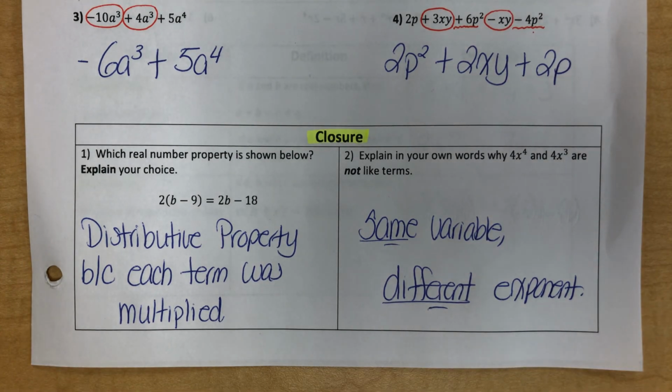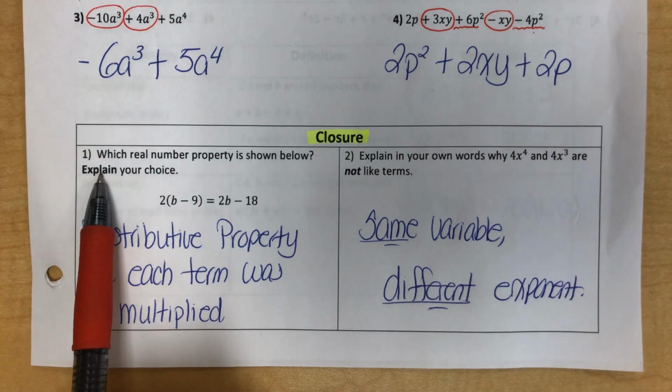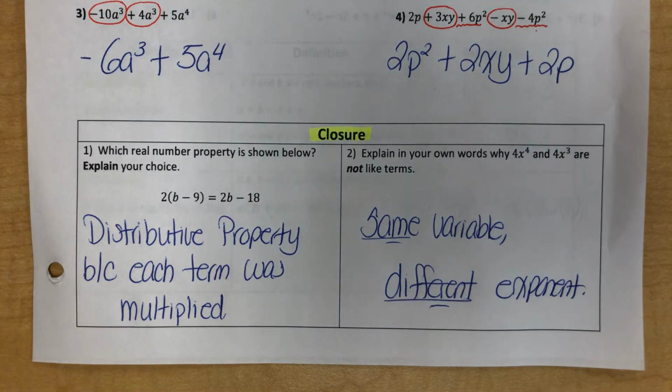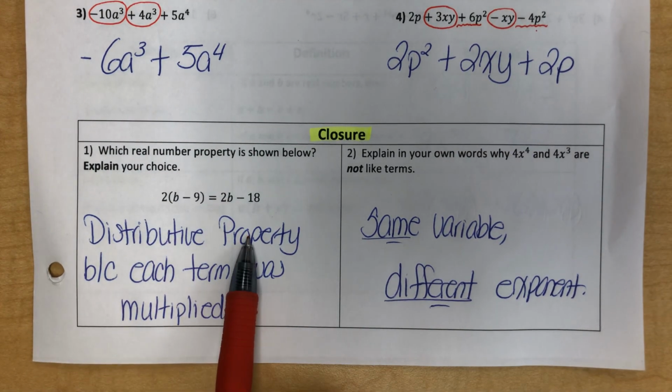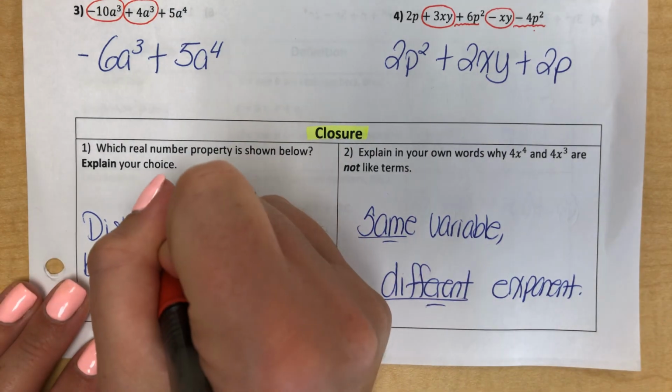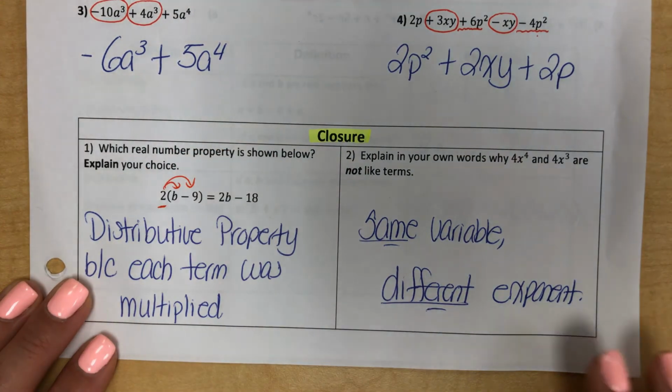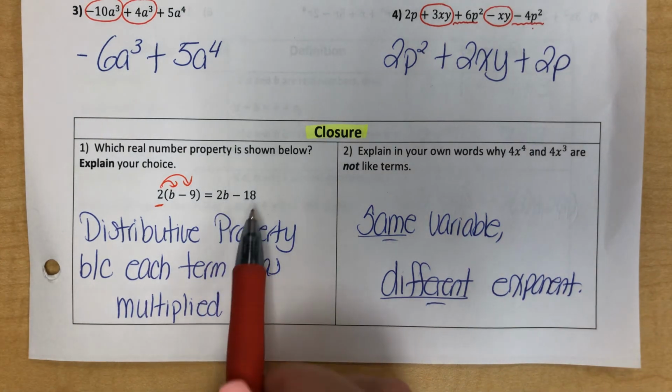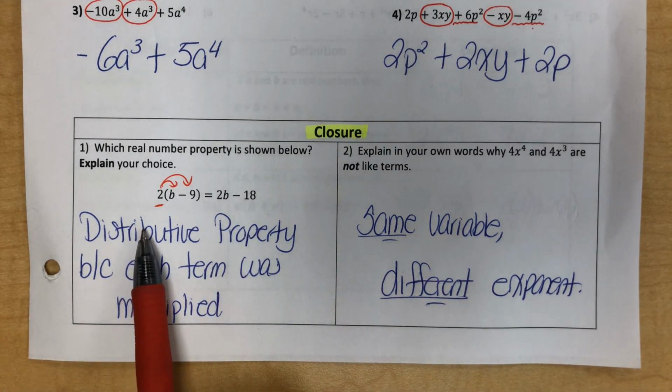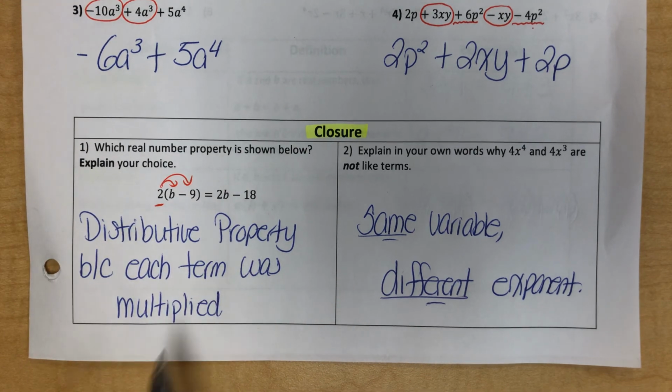All right, so if we look here, number 1 says, which real number property is shown below? And you have to explain your choice. That is probably the most important word here, is explain. A lot of us sometimes have trouble with that. Even me, it's sometimes hard to explain why an answer is what it is. But you got to just do your best. You got to use all vocab anytime you're explaining. So what property was being used? The distributive property. I can see here that we must have multiplied 2 to b and 2 to -9. And that's how we're getting our answer on the right-hand side. Explain, I use the distributive property because each term was multiplied.